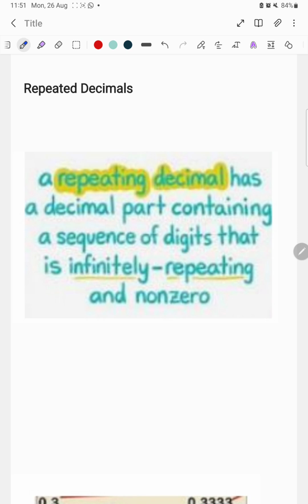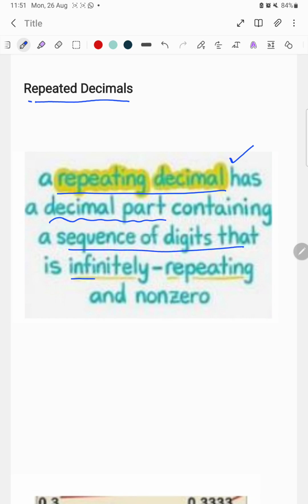Today's topic is repeated decimals. So the first step of this video is understanding what repeating decimal numbers are. Repeating decimals are numbers which have a decimal part, but there is something special about those decimal numbers. They contain a sequence of digits that is infinitely repeating and non-zero. Basically, we are talking about recurring decimals.